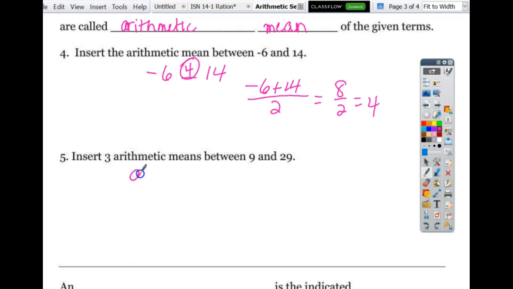So I'm doing 9 and 3. And the way I do this is I have to find the D, and that'll space them out evenly for me. So this is A1, and this is A5. So if I have A1 and I have A5, can I find the D then? That's the only thing that's missing.